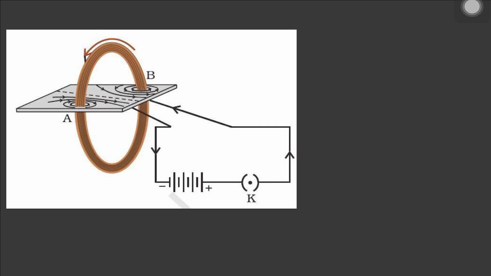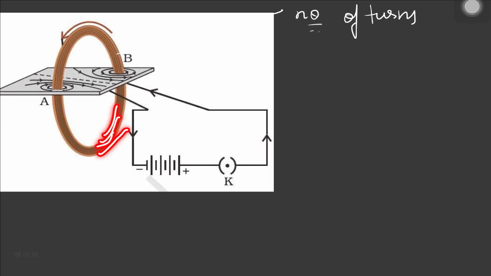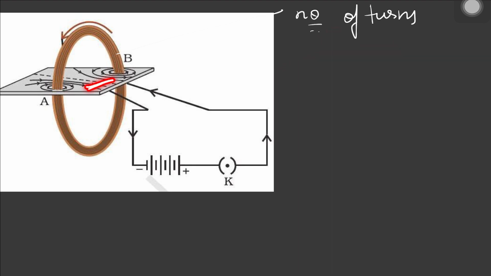And one more important point we have to remember in this activity is, on increasing the number of turns of the coil, what do we observe? That current is increased. So if the current is increased, in turn what will happen to the magnetic field here? It also increases. So you can get any of the MCQ based on this activity.